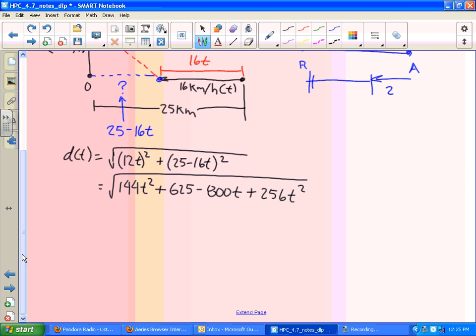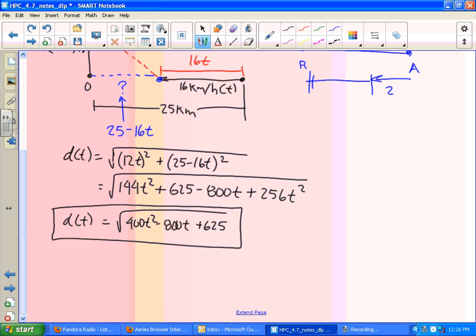All right. Combining the 400t squares, minus 800t's and then plus 625. I'm okay with leaving our answer this way. However, you can simplify this. You can pull out at least a 25 from each of those, and then you have a 5 that's hanging out in front, right? You have a 5 times the root of whatever the leftovers are. But that's our distance formula as an expression of time only.